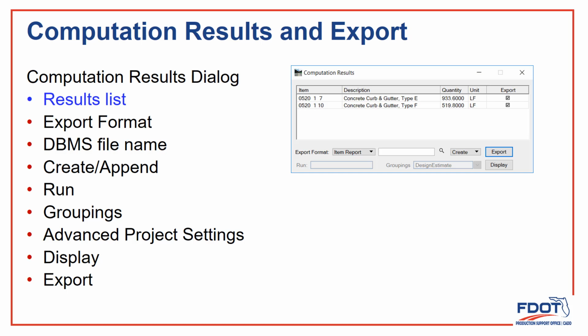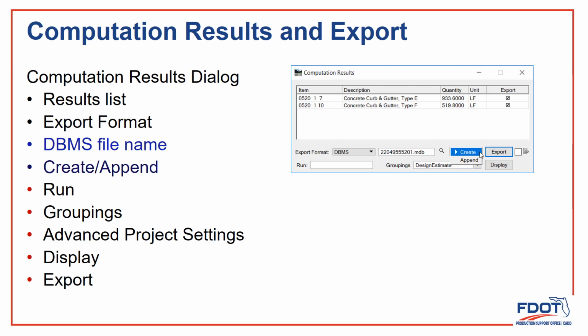For FDOT quantities, the export format is always DBMS. The file name should be set to the project number and can include a discipline abbreviation if desired. The extension should always be .mdb. This file should be saved in the Discipline folder.